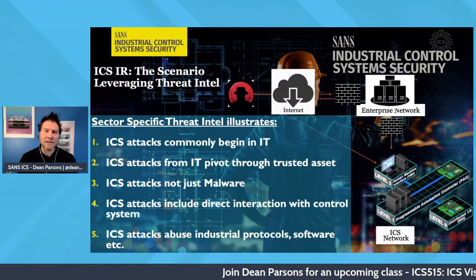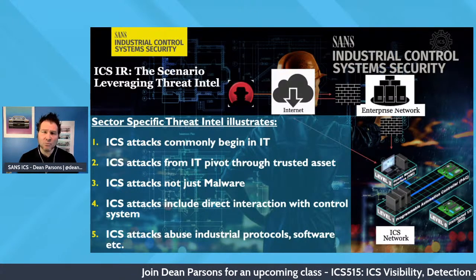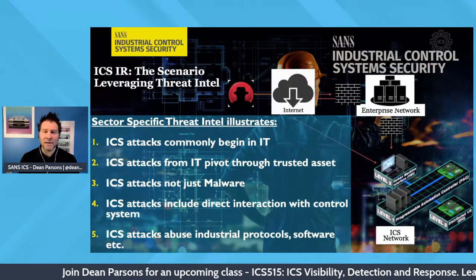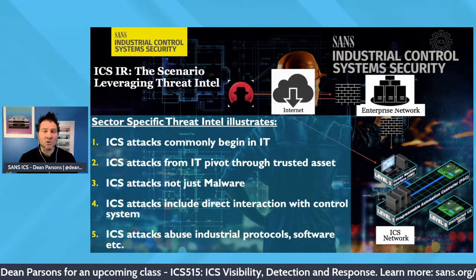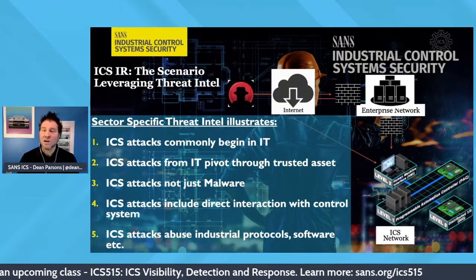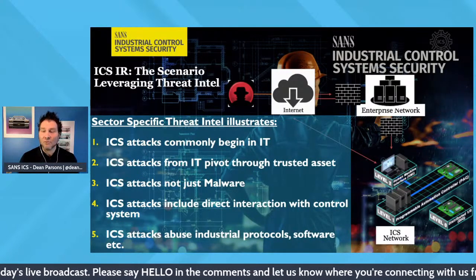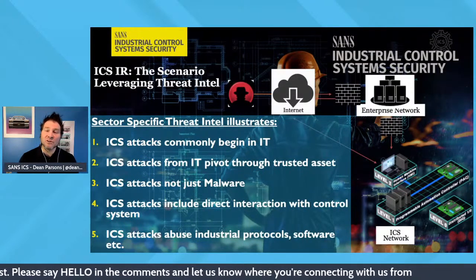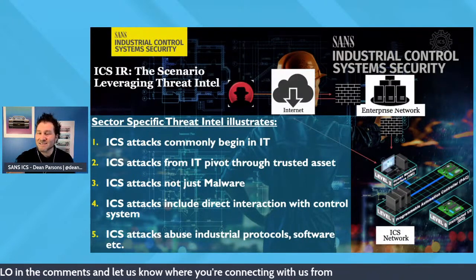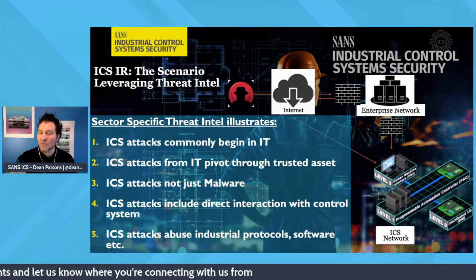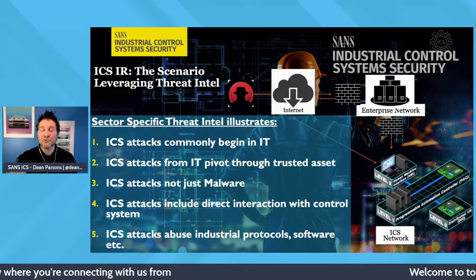We also know by tracking ICS attacks, even recent ones like Pipedream that we're going to talk about later, that the attacks are not just malware. There's a common theme of malware being used for access, but also abuse of interaction of control systems and abuse of protocols and software already inside the industrial control environment that are legitimate.